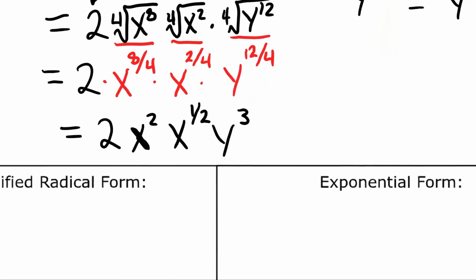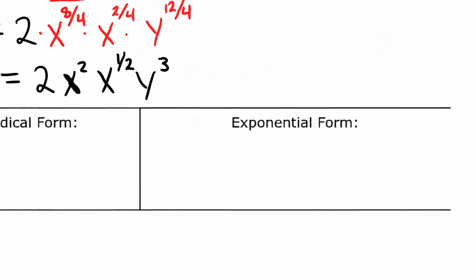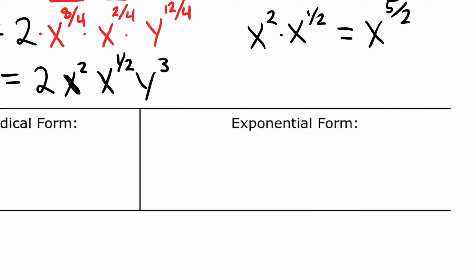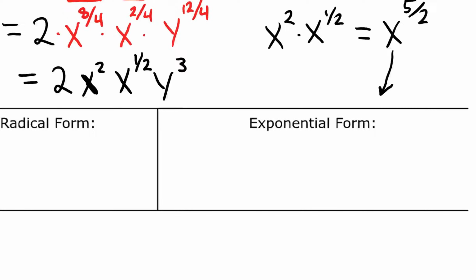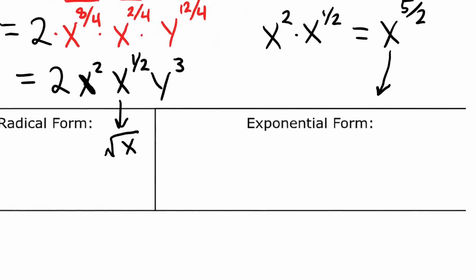Okay, now in exponential form, let's deal with that first, because for exponential form, we need all the terms simplified in exponential form. If I take x to the power of 2 times x to the 1/2, I need to add up the exponents. 2 plus 1/2 is 2.5, which is just 5 over 2. Okay, so that's what we can use for exponential form. For simplified radical form, we're going to have to realize that x to the 1/2 is just the square root of x, using rule number 1 from the very beginning of this video. Okay, let's do exponential form first.